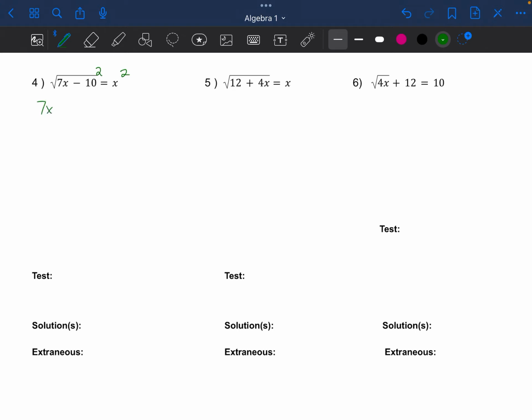I'm left with 7x minus 10 equals x squared. Whenever you see an x squared, you have to get everything on the same side because we're going to have to do the x method. So I'm going to subtract 7x, move it over here. I'm going to add 10, move it over here. We're left with 0 equals x squared, which stays the same. The 7x can't get combined, so it gets put there, and then plus 10.